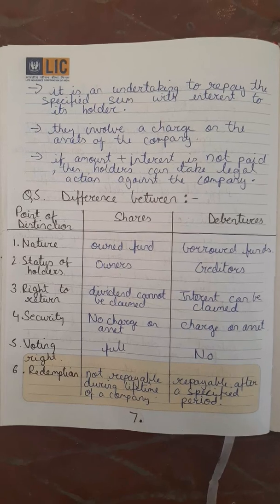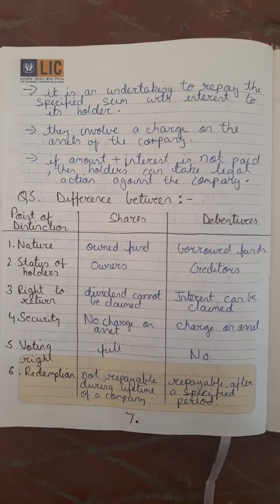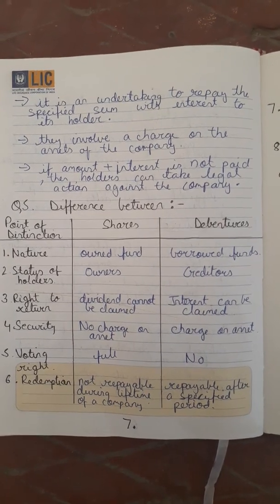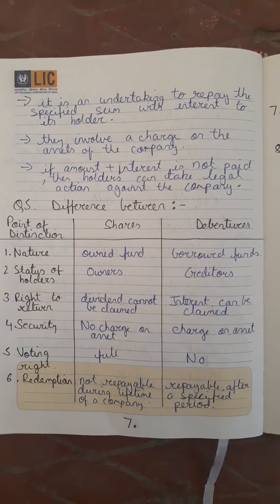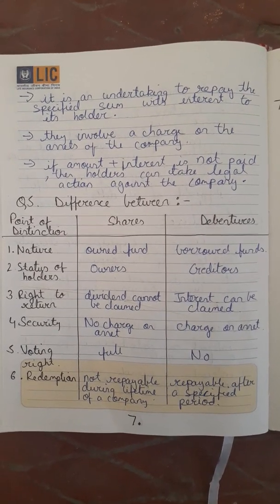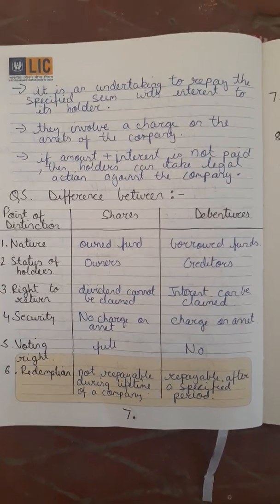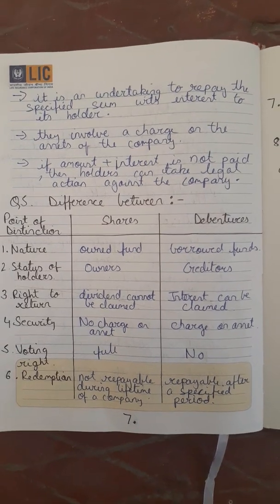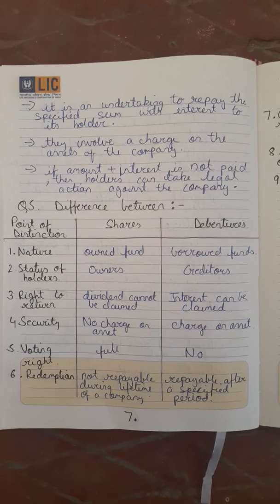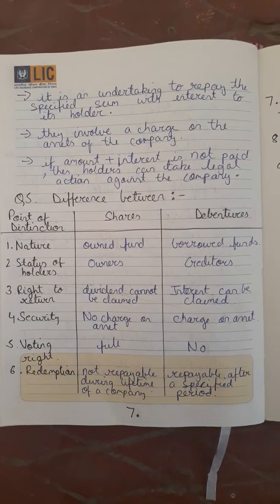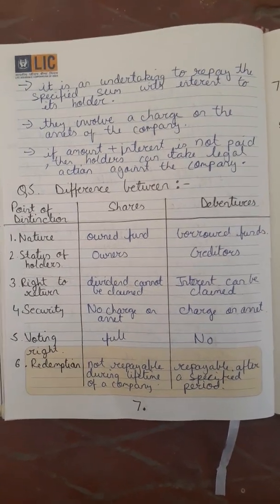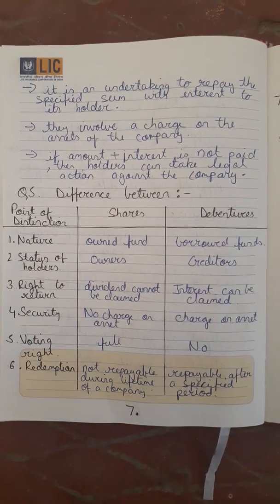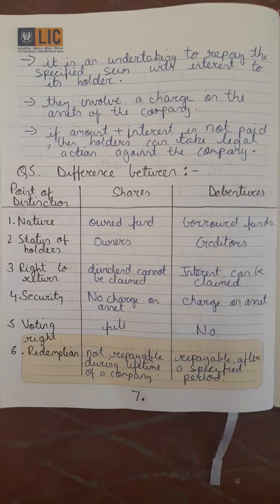Shares constitute the owned funds of the company because they are given by the owners, whereas debentures constitute the borrowed funds because they are provided by the creditors of the company. Since shares are raised from the owners, owners cannot claim interest, whereas creditors have the right to claim interest on their debentures. Shares are issued against no security or asset, whereas debentures are issued against an asset. Shareholders get voting rights, which give them the right to participate in the management of the company, whereas debenture holders cannot participate in the management of the company.